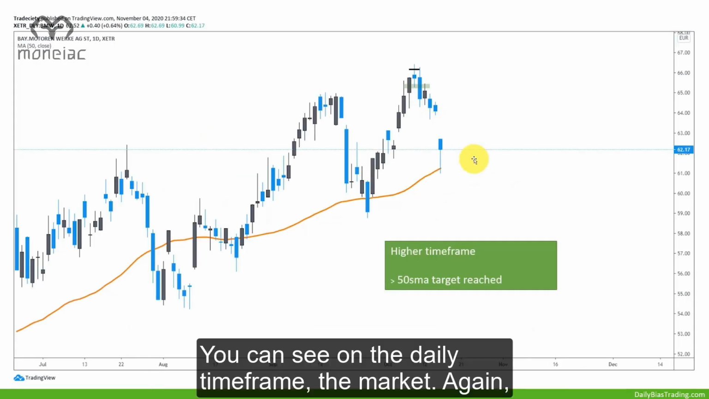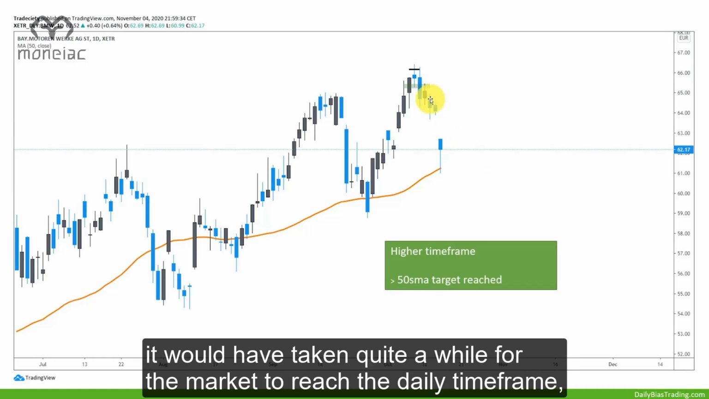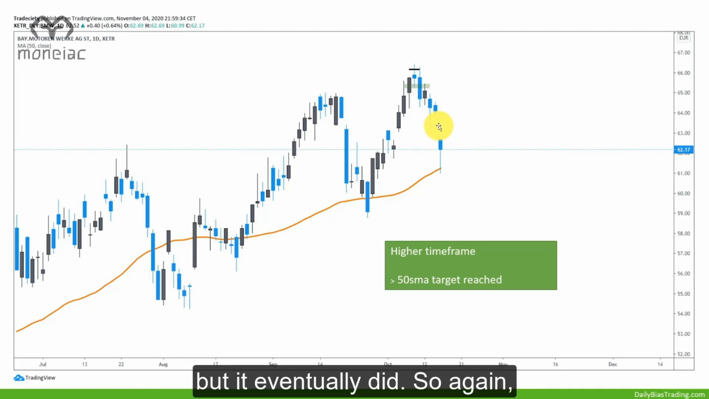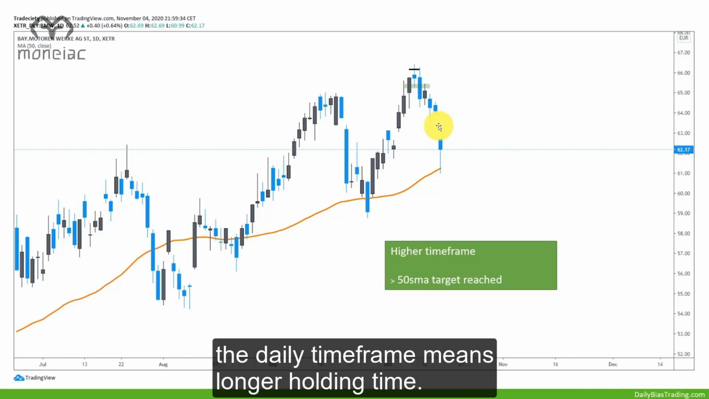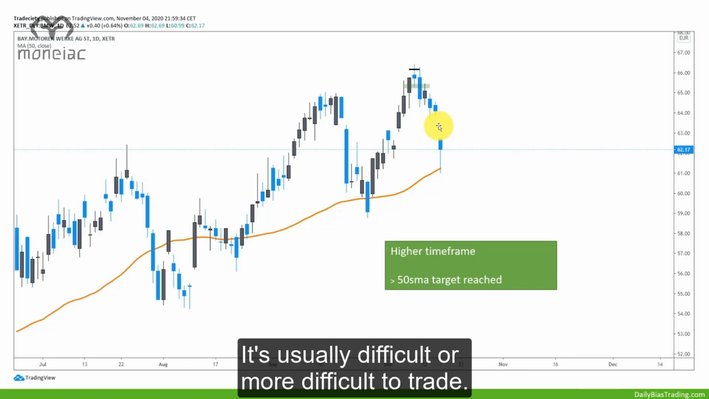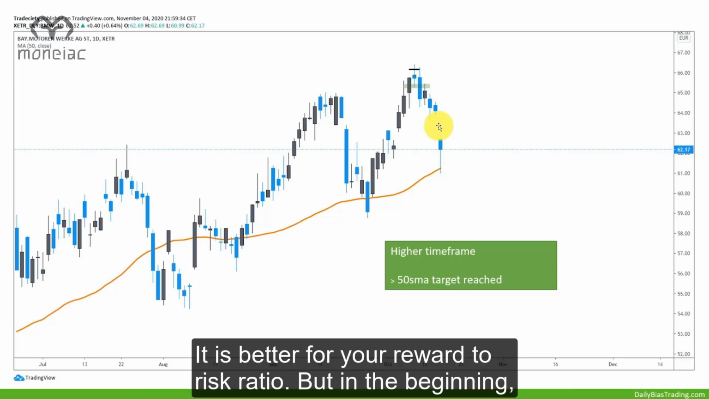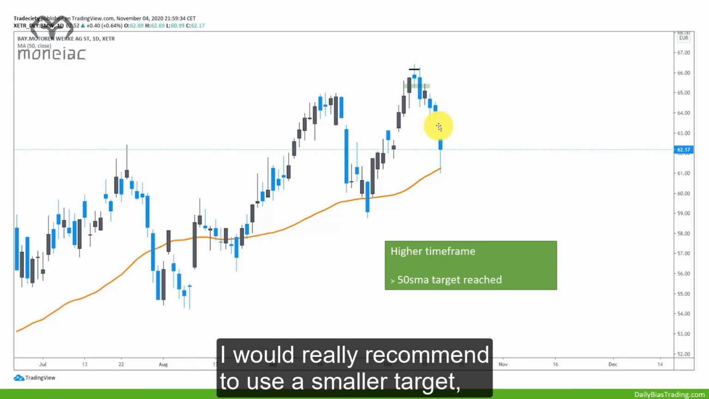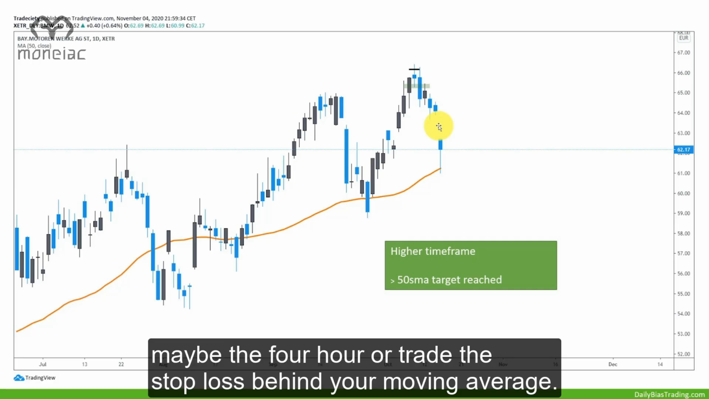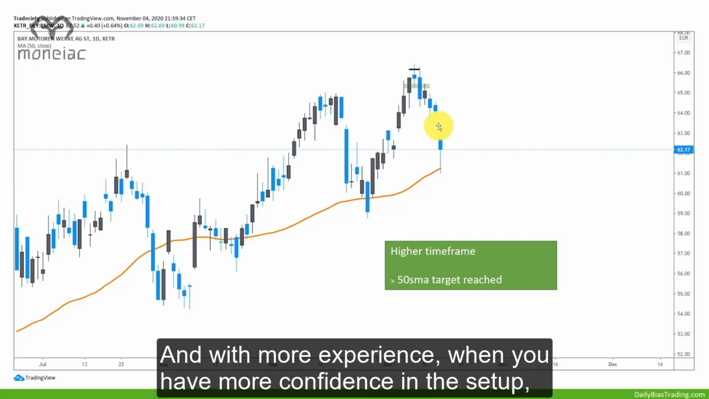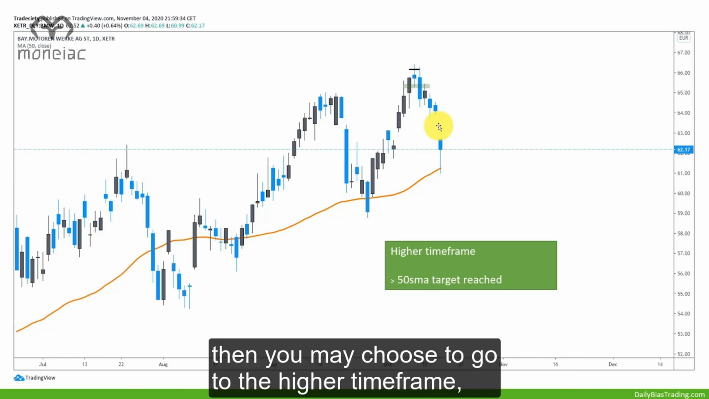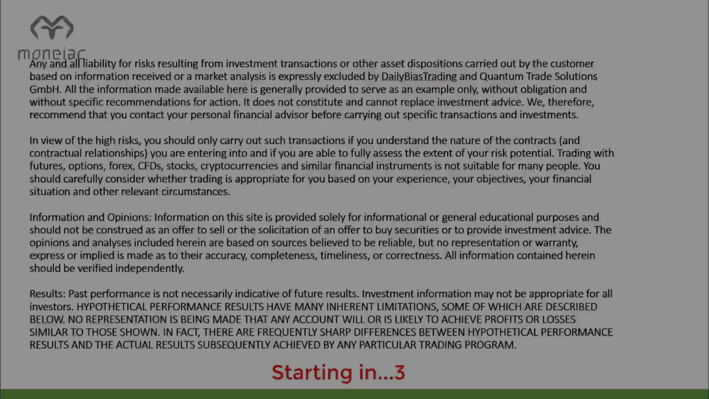You can see on the daily time frame the market. Again, it would have taken quite a while for the market to reach the daily time frame, but it eventually did. So again, the daily time frame means longer holding time. It's usually more difficult to trade. It is better for your reward to risk ratio, but in the beginning I would really recommend to use a smaller target, maybe the 4 hour, or trail the stop loss behind your moving average. And with more experience, when you have more confidence in the setup, when you understand the strategy better, then you may choose to go to the higher time frame if this is something that you actually prefer.